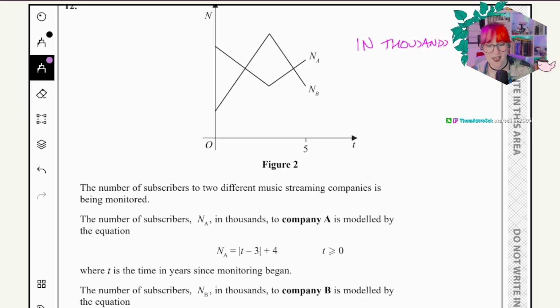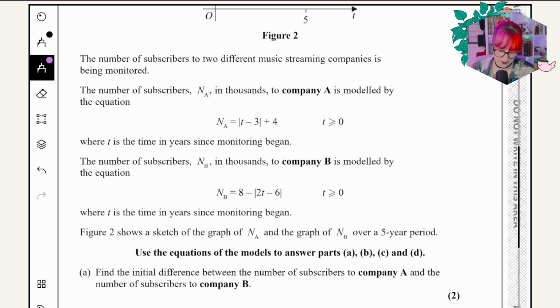In thousands, company A is modeled by the equation NA = |t − 3| + 4, so that's the modulus we were talking about before, of positive-only values, for t greater than 0, where t is the time in years since monitoring began. The number of subscribers NB is modeled by NB = 8 − |2t − 6|, where t is the time in years since monitoring began.